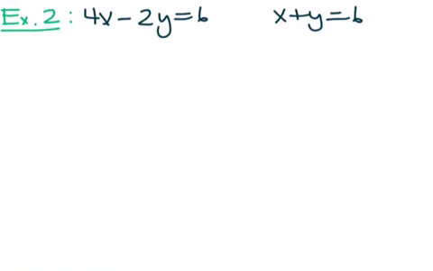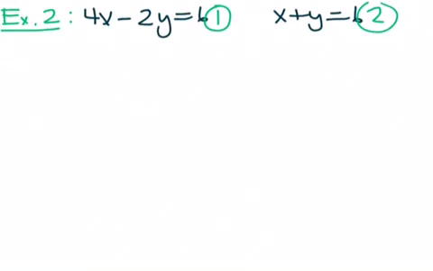Alright, so now let's try example number 2. So example number 2 says, again, solve the linear system, which just means find the point of intersection. So we're given two equations. So we've got two lines, so we'll call this one number 1, this one number 2.